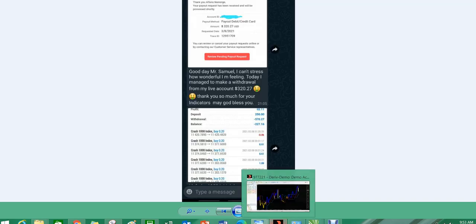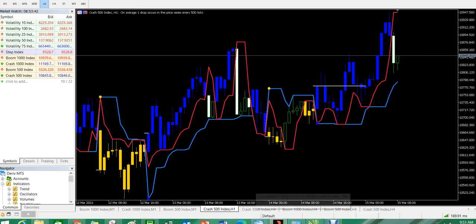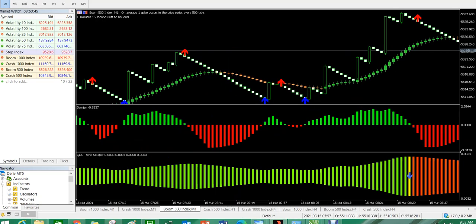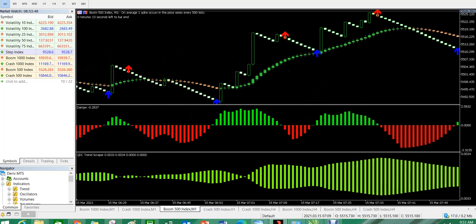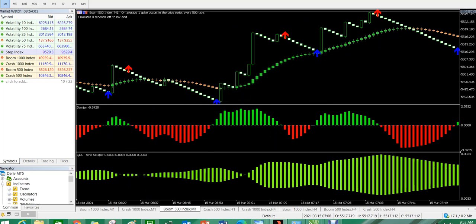So let's see the exact indicator they have been using. Okay, this is the indicator they have been using, the QDC scraper indicator. It helps us to know the exact trend of the market at that particular moment. We have two indicators showing us the exact trend of the market at the particular time. We have the one in the middle here, then we have this one, the candle indicator on the main chart. We also have the one that helps us to know the general trend of the market. Once you know the general trend of the market, which is this QDC trend scraper indicator, then you will be able to follow the signal that supports the trend.